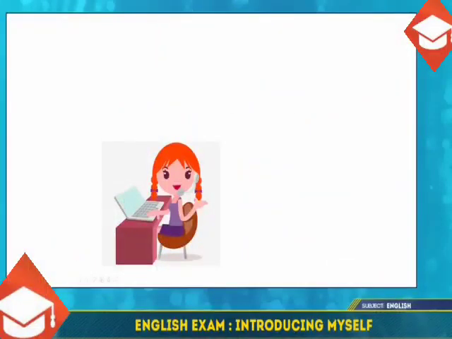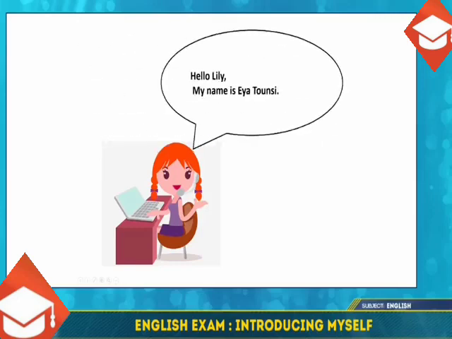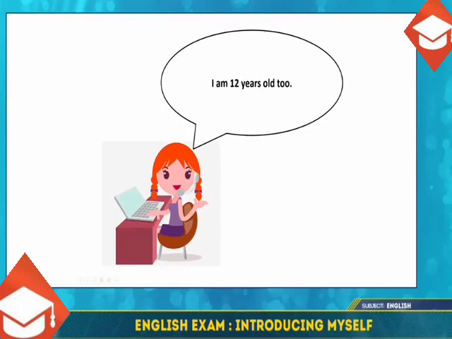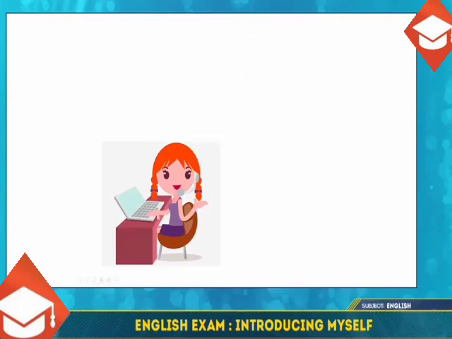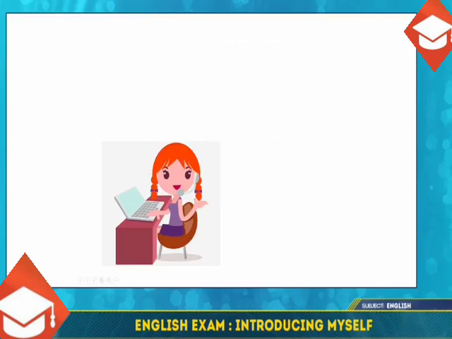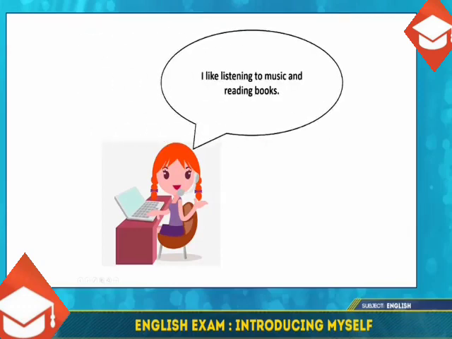Now, let's write our email. What is the first thing we have to say? That's right. We start with the starting words and with the name. Hello, Lily. My name is Aya Tounsi. Second, we talk about our age. So we can say, that's good. I am 12 years old. Third, we talk about our country. And the name here is Aya Tounsi. So we say, excellent. I am from Tunisia. Fourth, we talk about the hobbies and the activities that we like. We can say, for example, I like listening to music and reading books.